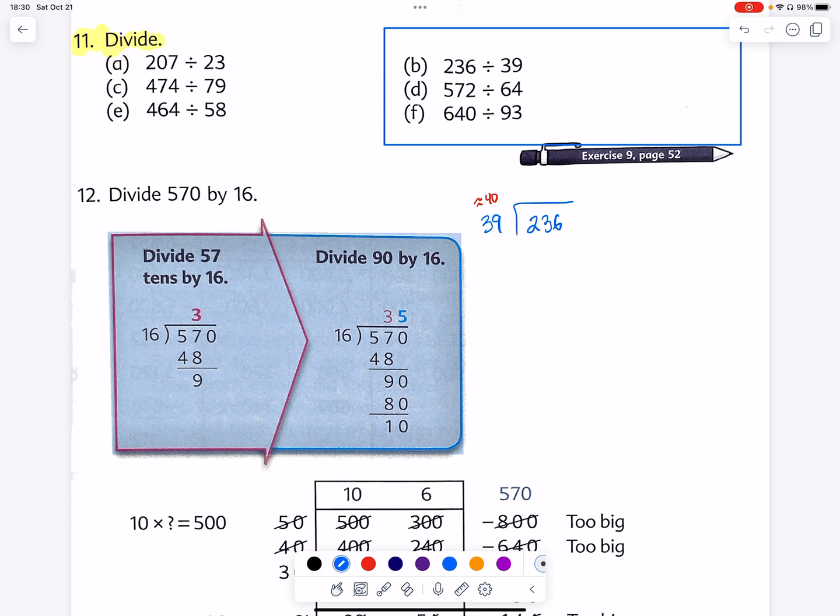Well, 40 times 6 is 240. We don't have 240. So let's try 5. 40 times 5 is 200. Okay, we can try it that way. So let's do number 11.